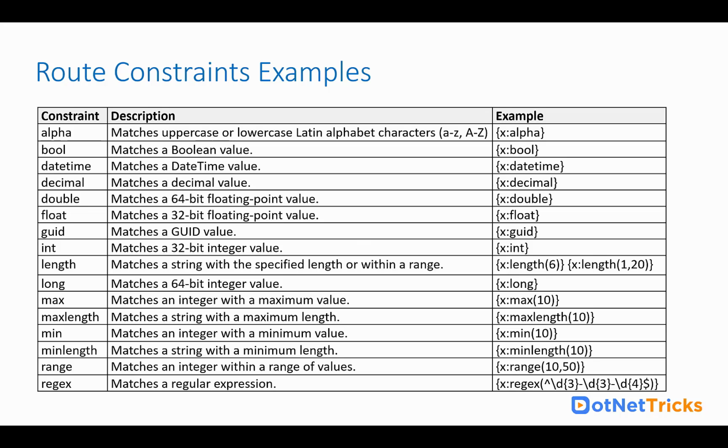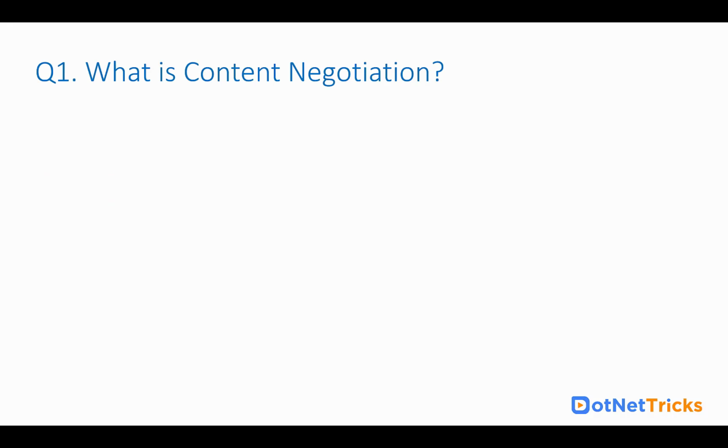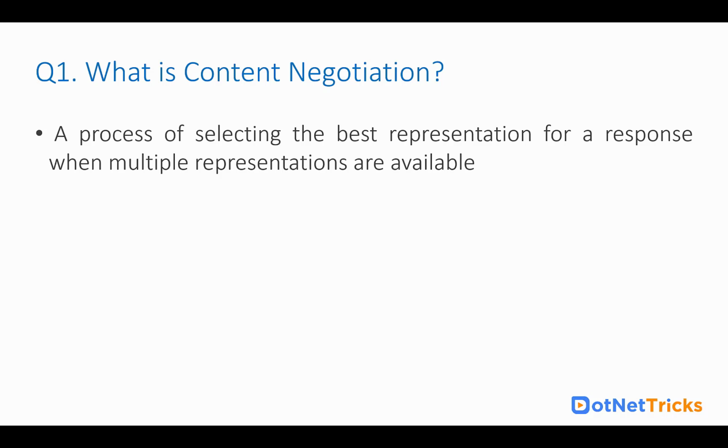Question and answer about content negotiation and formatters. Ultimately WebAPI can return the data in XML and JSON format. So how can content negotiation be done over there? Let's start with the first question: what is content negotiation? Content negotiation is the process of selecting the best representation of the response when multiple representations are available.